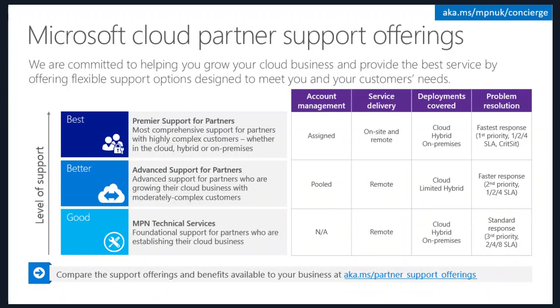And then looking at advanced support for partners, this is a nice middle ground. Perhaps you do need something above the support that's available through MPN, but you don't quite need premier support. Then this might be a good option for your business. You'll get access to pooled account management, remote services for cloud and limited hybrid scenarios, and a faster response time than MPN support. This subscription is available for $1,250 per month, and it's really up to you which option you go for, depending on your business and what your needs are.